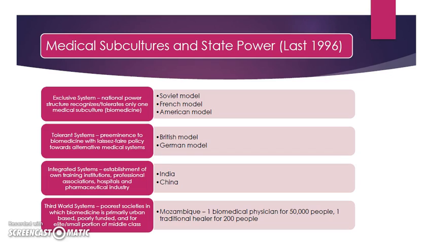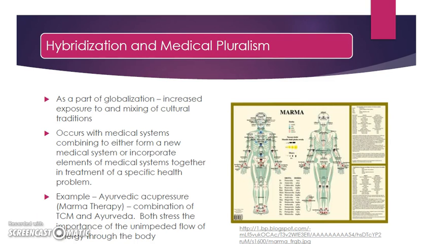In third world systems, these are the poor societies in which biomedicine is primarily urban-based, poorly funded, and for the elite or a small portion of the middle class overall. And this gets into discussions about health disparity, particularly in Mozambique, where you have one biomedical physician for 50,000 people, whereas you have one traditional healer for 200 people. So here it becomes a matter of access and accessibility to biomedicine and how it's simply out of reach for the majority of the population.